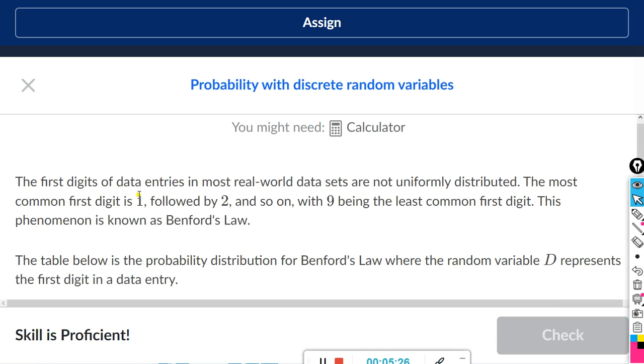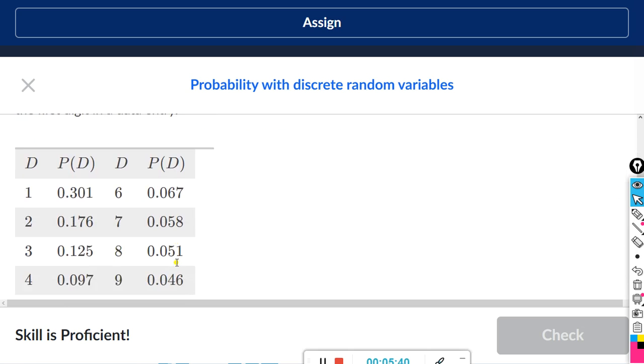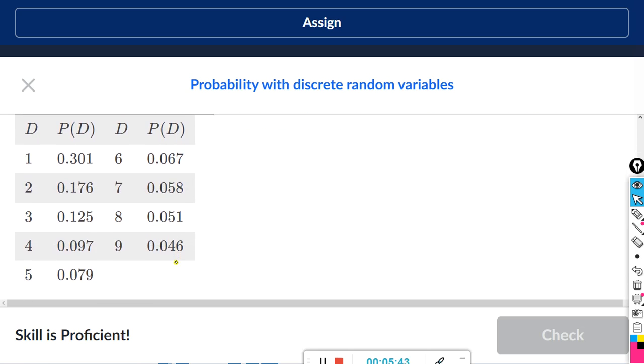The first digit of data entries in most real-world data sets are not uniform. The most common first digit is 1, followed by 2, and so on, with 9 being the least common. That's called Benford's law. They gave us the probability distribution here. This is almost like two separate tables. This is if it begins with a 1. This is if it begins with a 2, and so on.